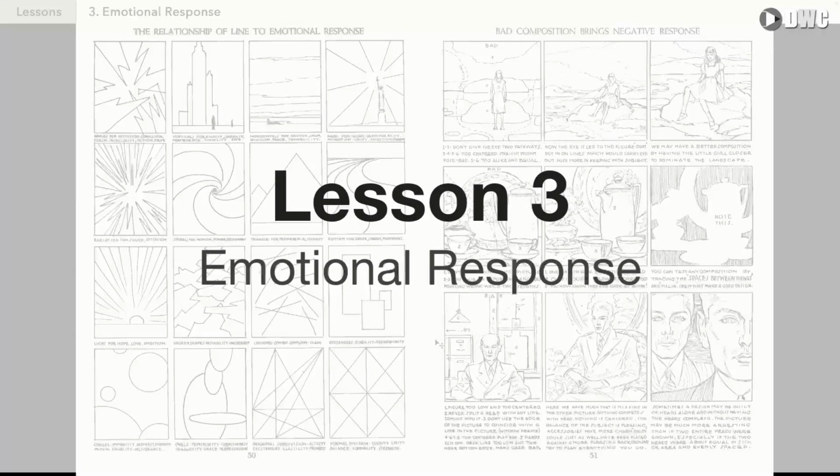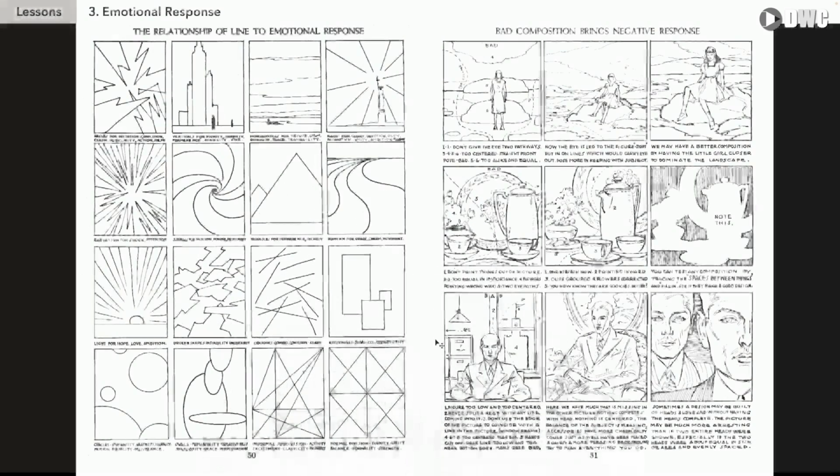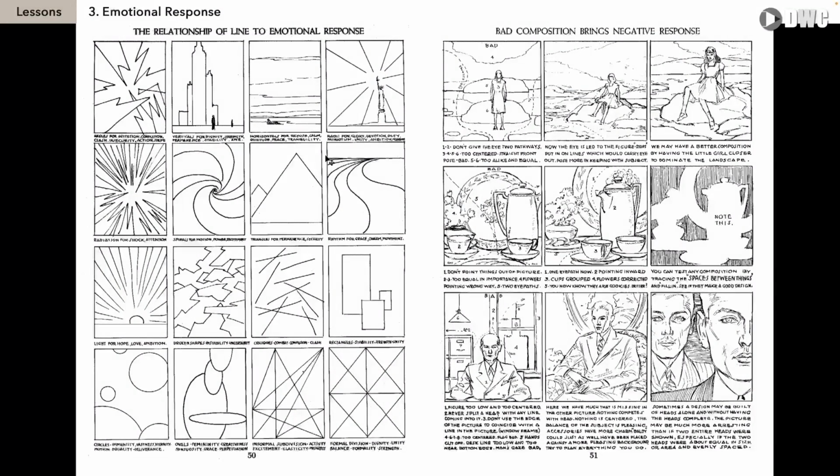Lesson number 3, emotional response. When I was reviewing this book and saw this chapter, I had to stop, because one of the things that I have evolved to understand and to practice in my own work is the psychology of composition, specifically with line and shape, especially after reading Molly Bang and having her remind me of the importance of psychology.